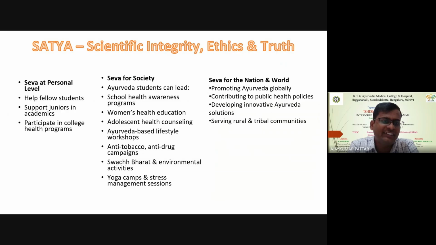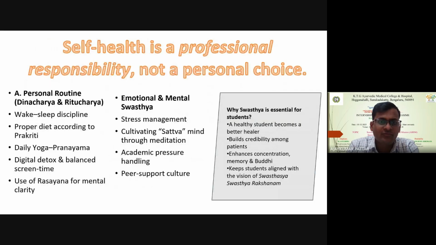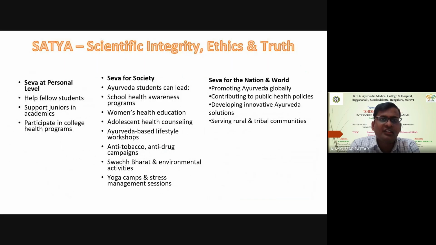So at a personal level, how can you adapt this Satya, or scientific integrity and ethics and truth? Telling the truth is basic, as in Ashtanga Yoga also you can see Yama, Niyama, Asana, Pranayama, Pratyahara. Before starting the Yogasanas, Yama and Niyamas, Ahimsa, Satya, Asteya, Brahmacharya, Aparigraha, these are the essential things you have to follow to attain the benefits of yoga.